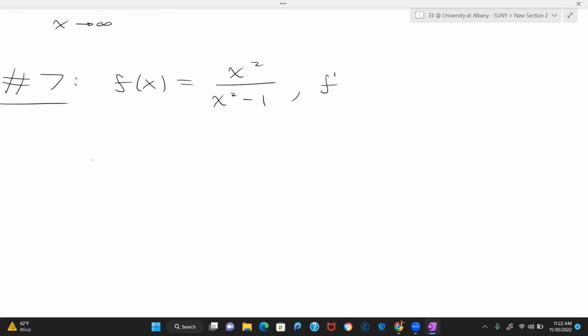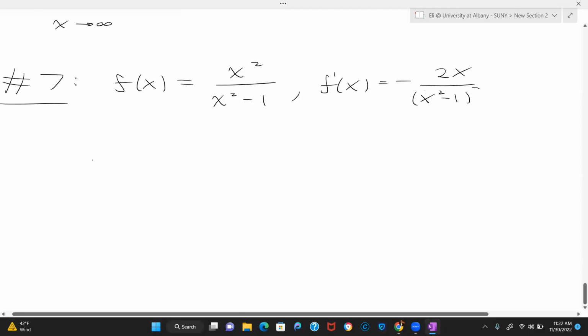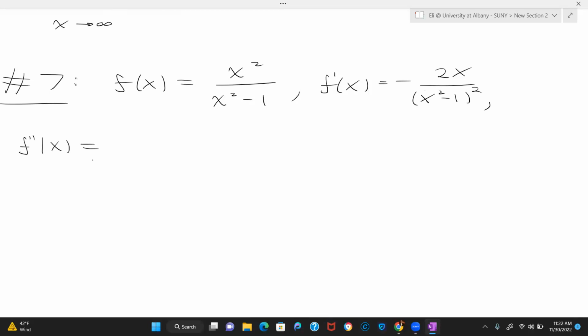So we have this function, and then its first derivative is negative 2x over x squared minus 1 squared. And it wouldn't hurt on your own time to just verify that that's actually the derivative as practice. So that's the first derivative, and the second derivative is 6x squared plus 2 over x squared minus 1 cubed.